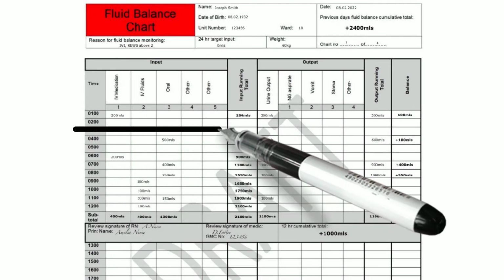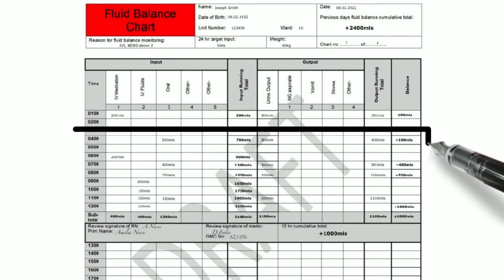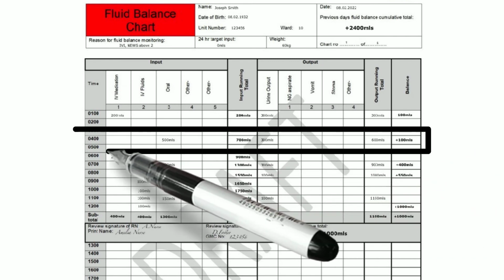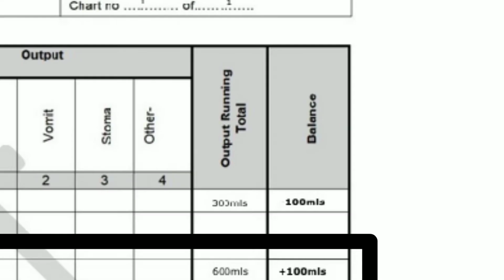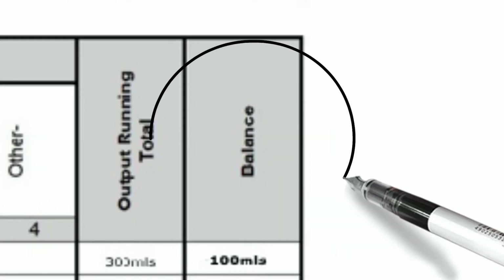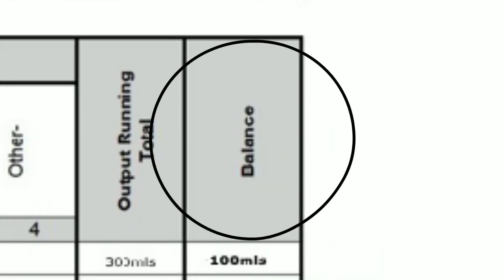The fluid balance requires an hourly total by moving horizontally across the chart and adding the total of the hour to the previous hourly total. Input and output are totaled separately but in exactly the same way. The balance on the far right column is calculated as input total minus the output total for each hour.